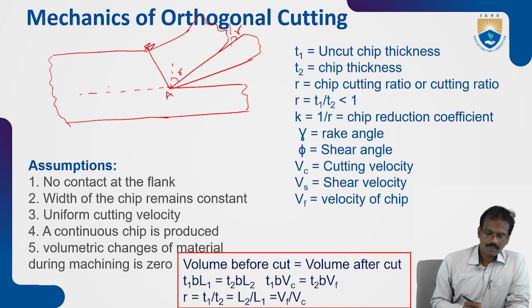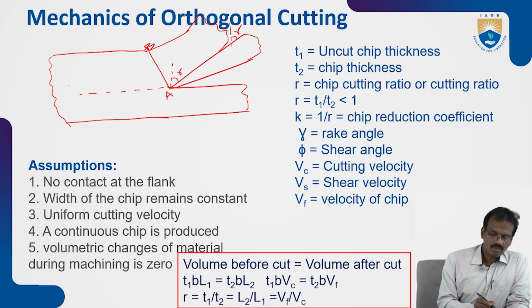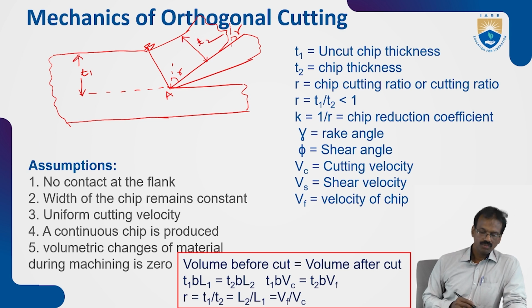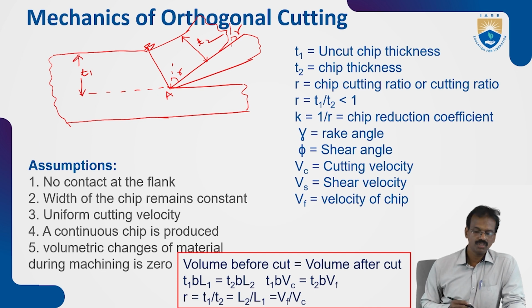You can see this one is the uncut chip thickness represented by T1. This one is the chip thickness after cutting, which represents T2. So this is the general geometry of the machining process by a single point cutting tool.